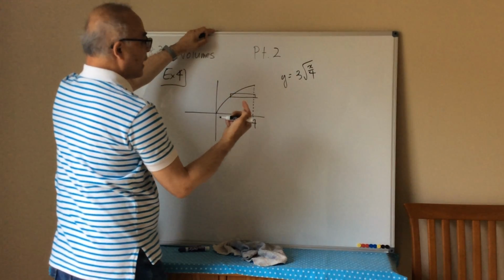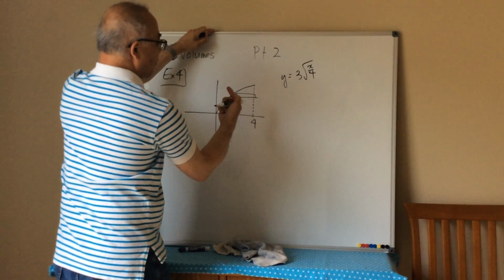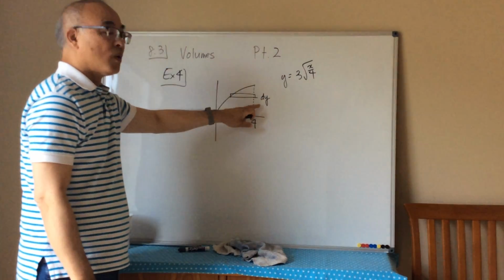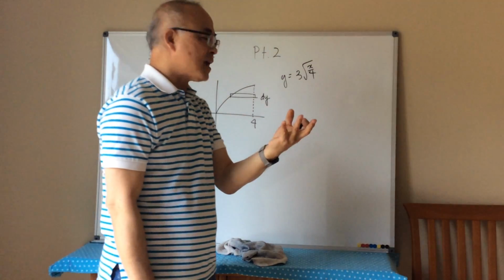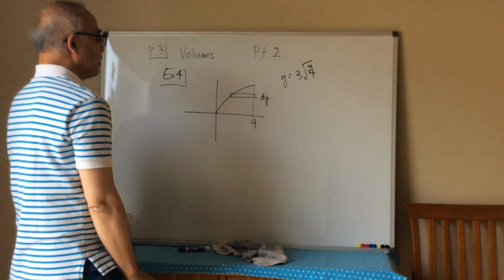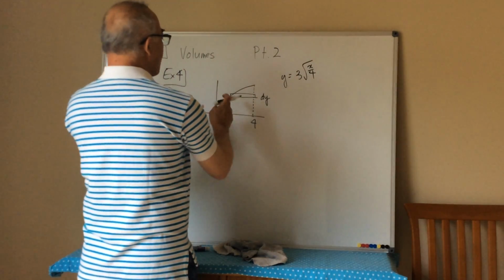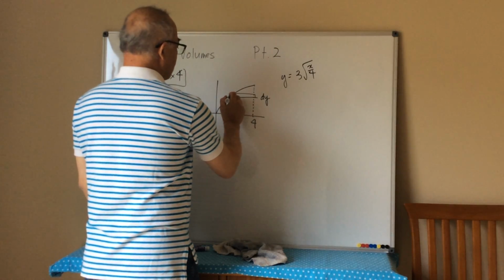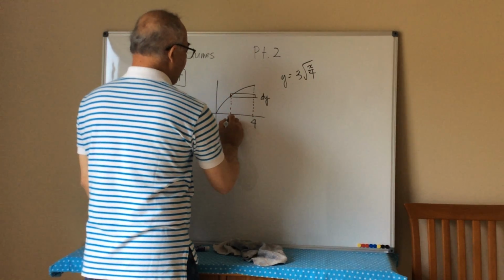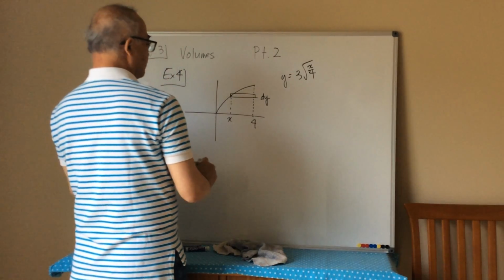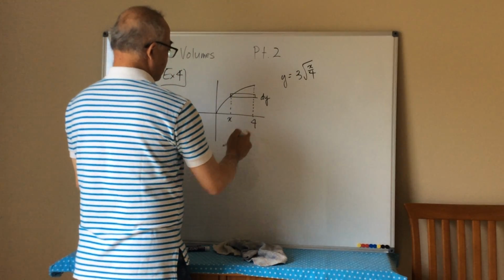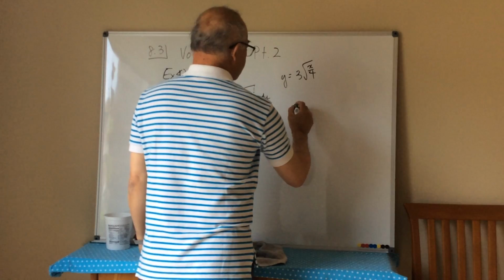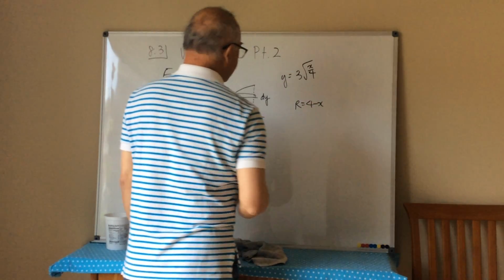What is my height of the disc that I get when I rotate this around? It's going to be a dy. So we got a dy here, versus the dx's that we've been dealing with before, right? So I have to find the radius of this. What is the radius of this? Since this here is x, the radius here is 4 minus x, right? So the radius is 4 minus x.